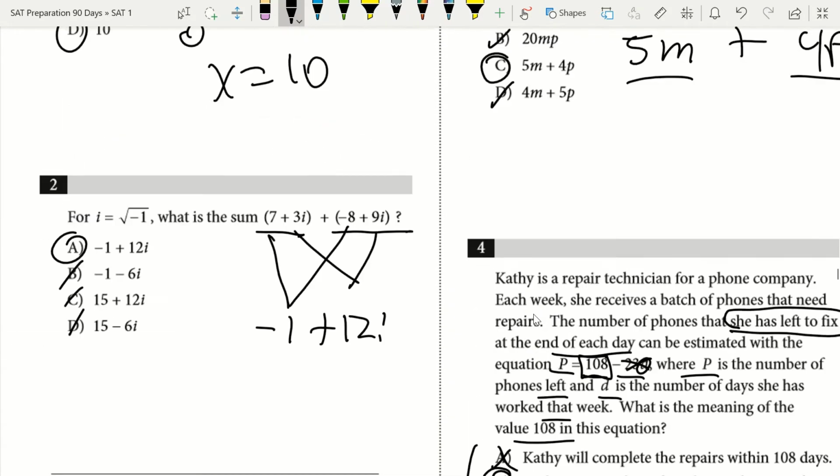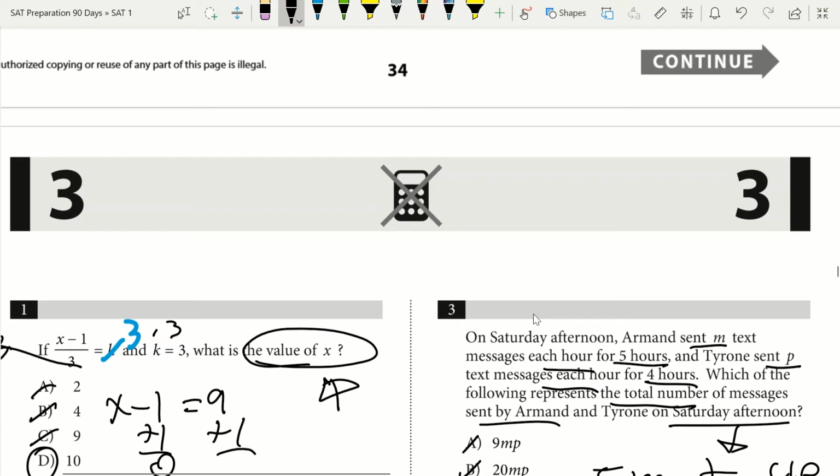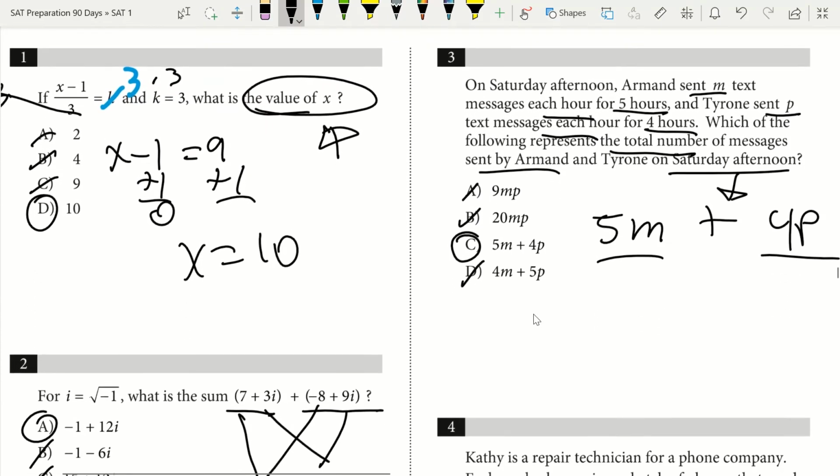So let's go ahead and do that. Now at this point we go back. If I were taking this on the real SAT, I'd go through 1 through 20, make sure what I wrote down in my test booklet matches what I have on my answer sheet. So that's what I'm going to do now.